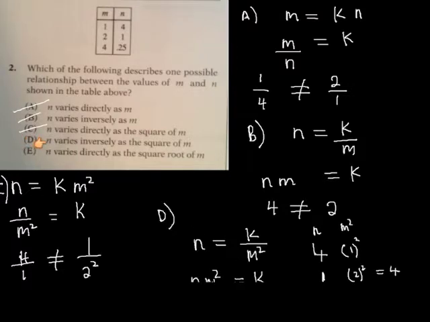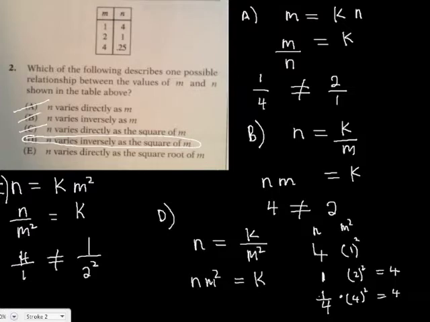Choice D, n varies inversely with the square of m. N is equal to k over, inversely means over, square of m. Let's solve for k. K is equal to n times m squared. Plug in the numbers. 4 times 1 squared is 4. 1 times 2 squared is 4. A quarter times 4 squared, which is 16, is again 4. So our answer is D. So that's our correct answer right there.